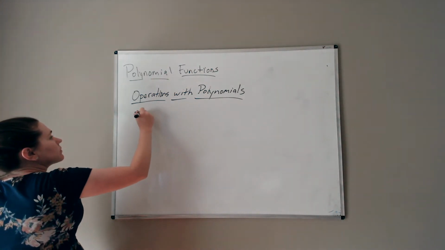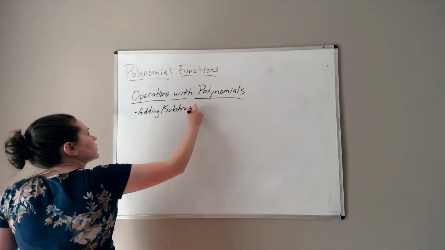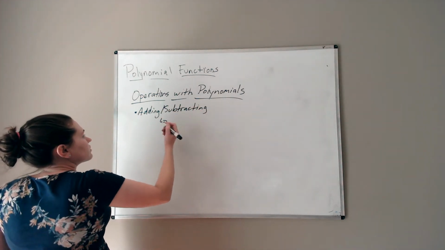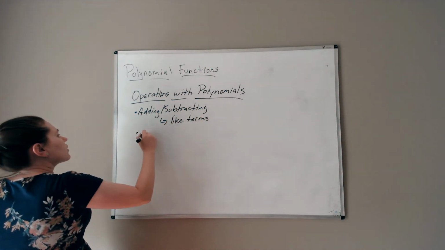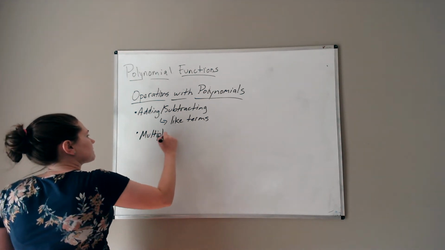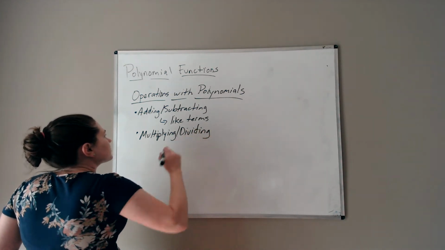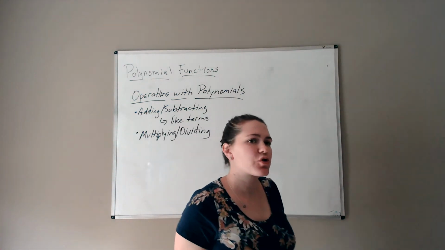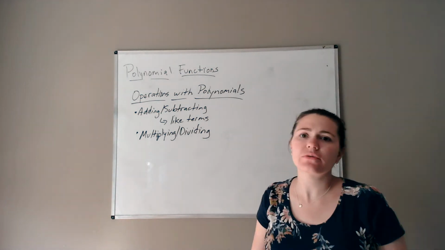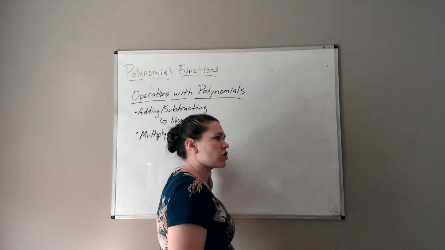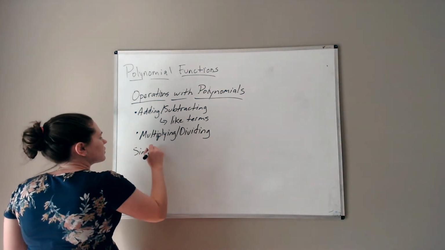So we've got adding and subtracting, and remember, what do we do when we're adding and subtracting, right? We combine our like terms. And then we've got our multiplying and our dividing. You've actually done this before. You've added and subtracted polynomials, okay? You've multiplied, but I don't think you've divided more than just monomials before.